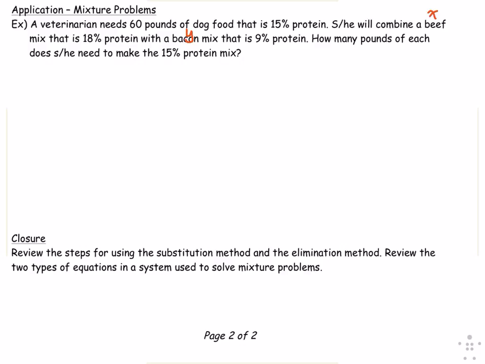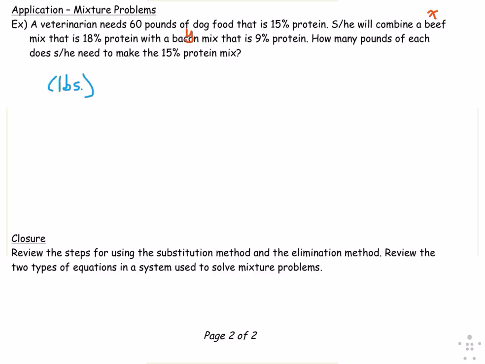So that's why this is a system type problem. So the first equation, let's see here, we have two things going on. The two big themes in the problem are percentage of protein and pounds of dog food. So if we handle pounds first, that's one of the themes in this particular mixture problem.